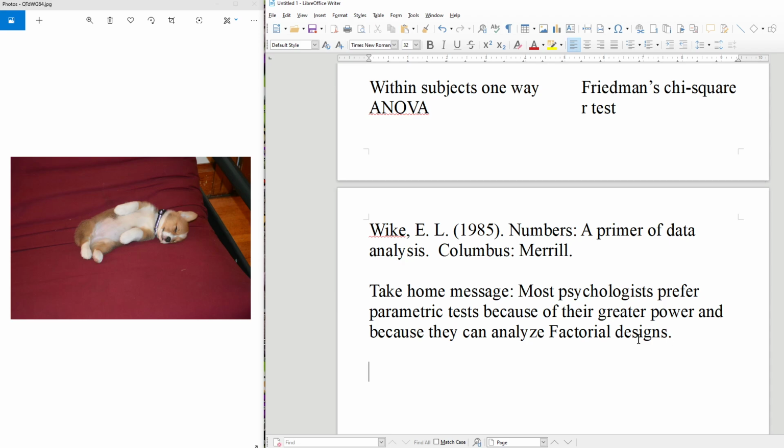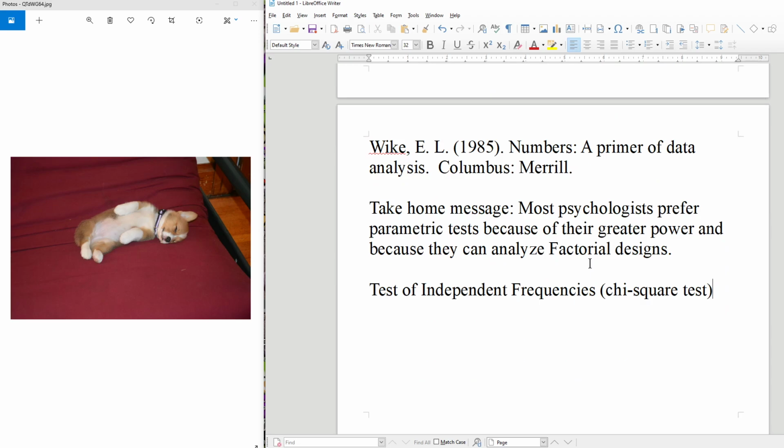All right, now for the next section, the TA has posted a video of how to do the next test, and the next test is the test of independent frequencies. That's also called the chi-square test. Now, I usually will call it the chi-square test. I don't think you'll actually hear a real psychologist call this the test of independent frequencies. Usually you call it the chi-square test.